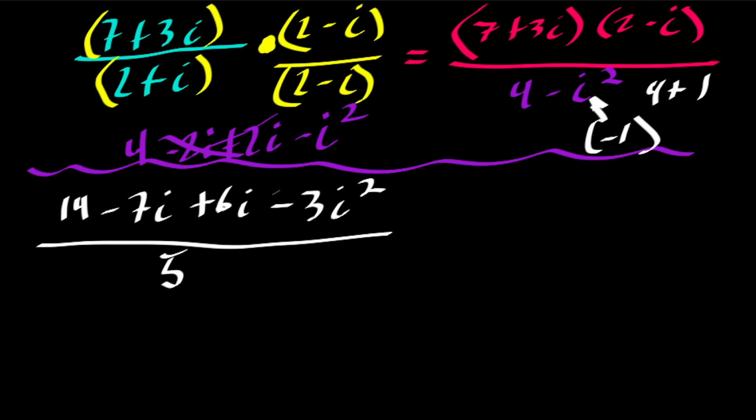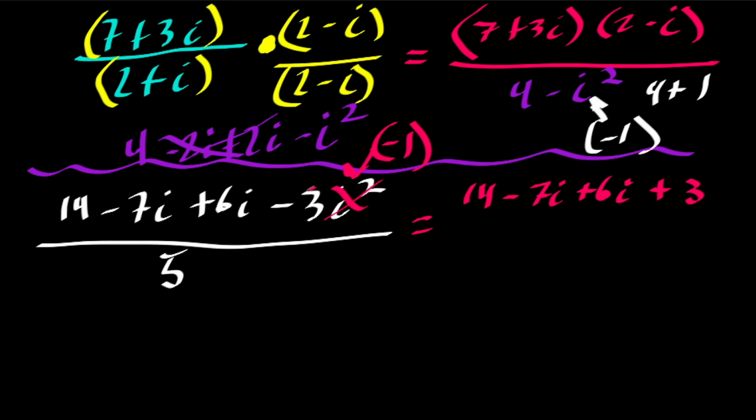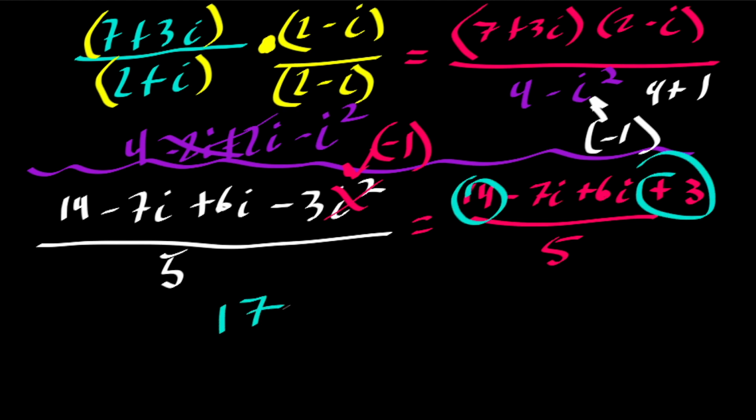Now, on the top, we just need to combine our like terms. We can also do this: this i squared is negative 1, so I can actually replace that before I do this. I can say 14 minus 7i plus 6i plus 3, because if i squared is negative 1, that's going to make this a negative 3, and minus a negative equals a positive. So over 5. So now we just combine our like terms. 14 plus 3 is 17. Negative 7i plus 6i is minus i, and it's all over 5.